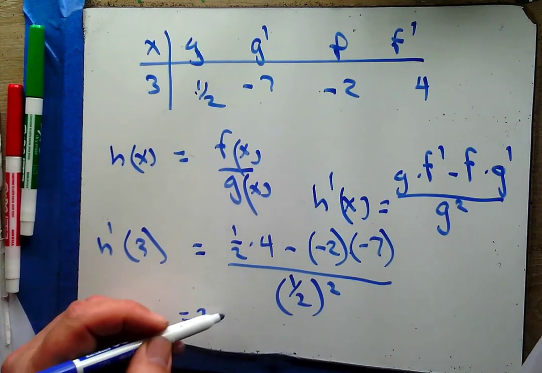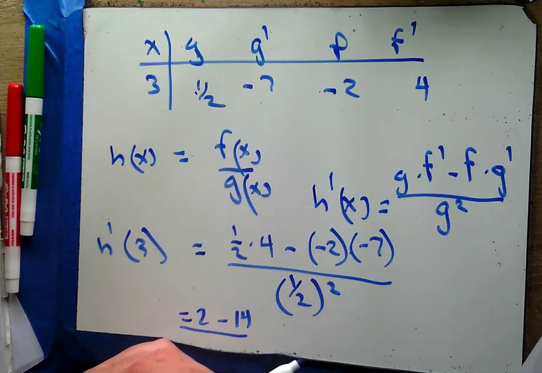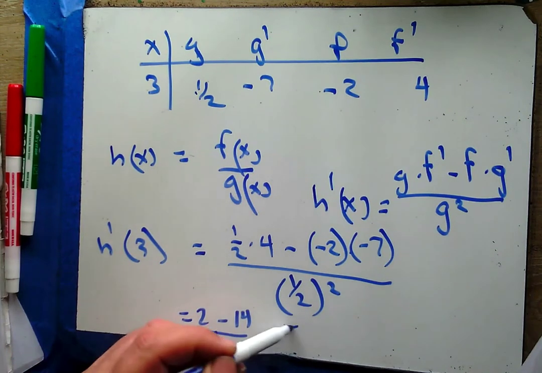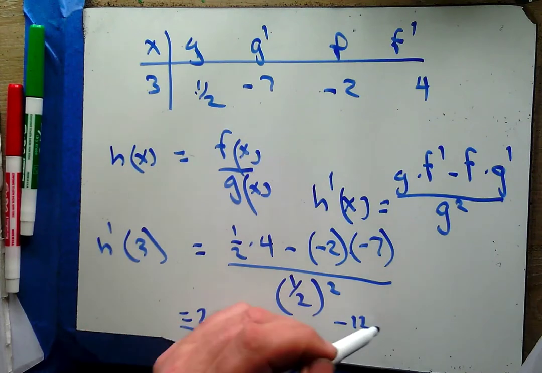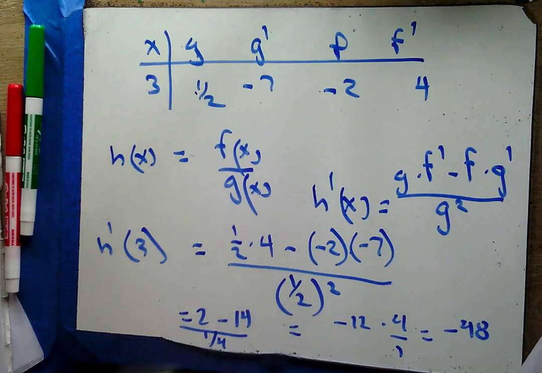That's going to be 2 minus 14 over 1/2 times 1/2, which is not 1, people. 1/2 times 1/2 is 1/4. So I have a 1/4 here. So negative 12 times 4 over 1, or negative 48.